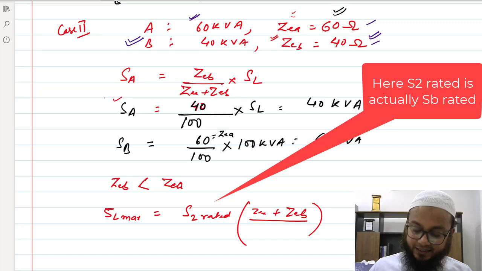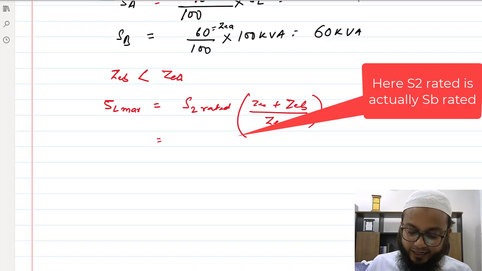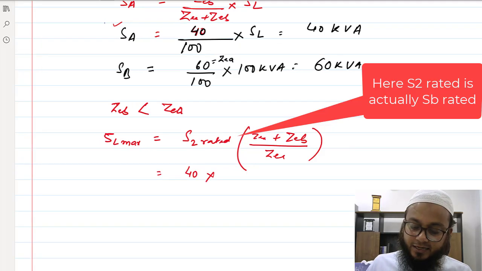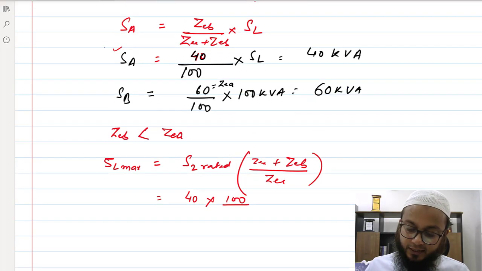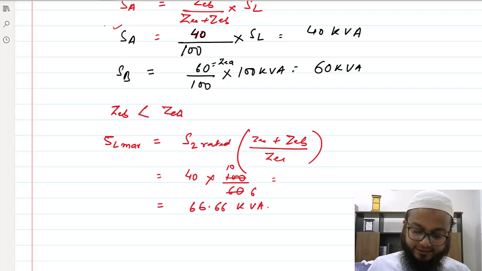right? This is ZEA, and in this condition if you see, S2 rated was 40 kVA into ZEA plus ZEB is 100 upon ZEA is 60. Okay. So this will come out to be, okay, so the SL max would be 66.66 kVA.